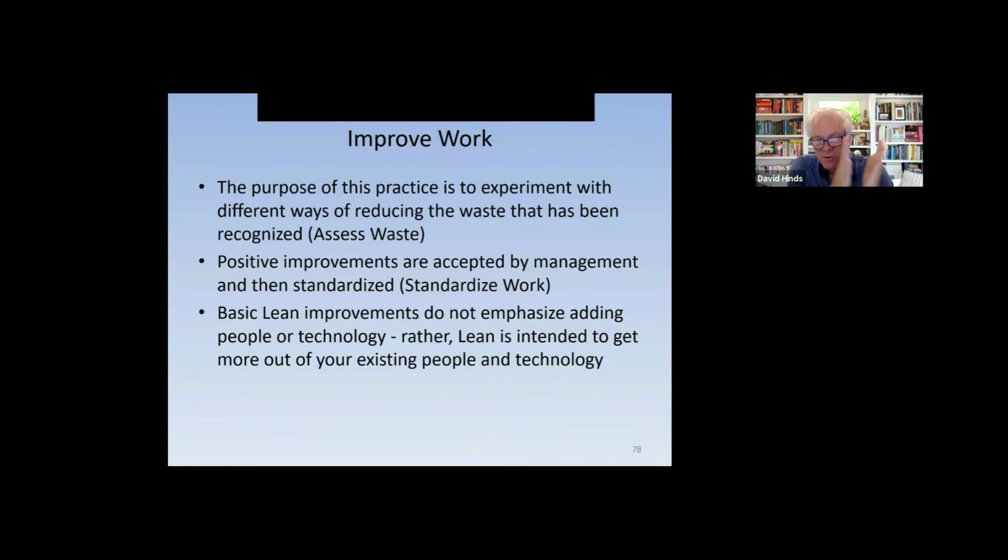So the purpose of this practice is to experiment. It's like a trial and error approach. It's not a, let's go hire some engineers and go spend 3 months coming up with some great answers. So it's a trial and error approach, experimenting with different ways of reducing the waste that has been recognized. This is where you connect back with recognizing the waste, and that's why understanding waste and being able to express the problem in a certain way is important.